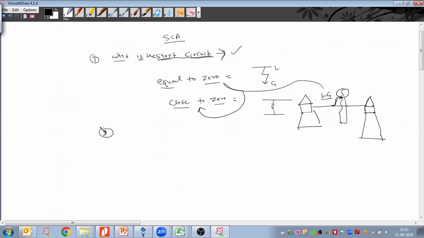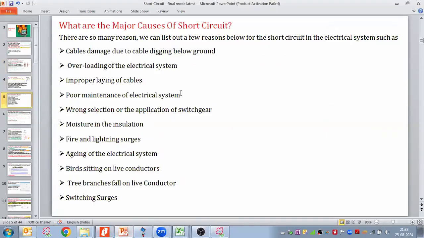Second, let us see the situations. What are the major causes of the short circuit? When the short circuit occurs, what are the major causes, reasons? There are so many reasons we can list out for the short circuit.